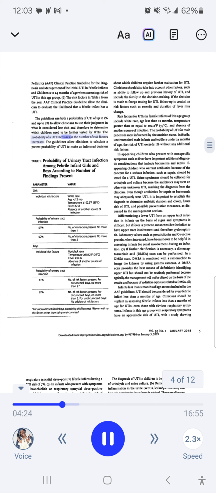The probability of UTI increases as the number of risk factors increases. The guidelines allow clinicians to calculate a pretest probability of UTI to make an informed decision. Table 1. Probability of urinary tract infection among febrile infant girls and boys according to number of findings present.